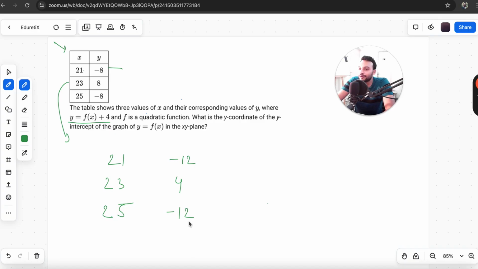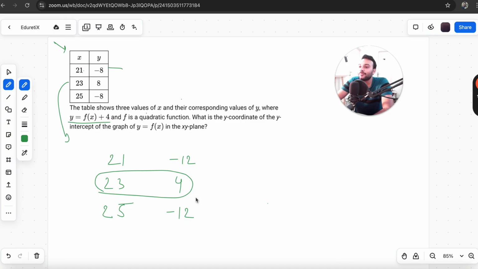So from here, what we can see is at 21, it's a -12, and at 25, it's a -12. That means 21 and 25 are symmetric points. That means x is equal to 23 is basically the x coordinate of the vertex. And at 4, this is basically the coordinates of the vertex given to us. But instead of solving all this, what if I tell you the quickest way to do this through DESMOS?